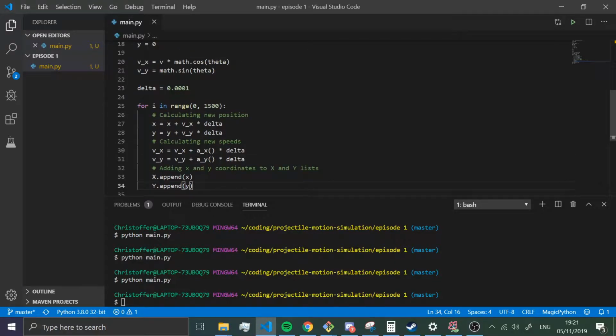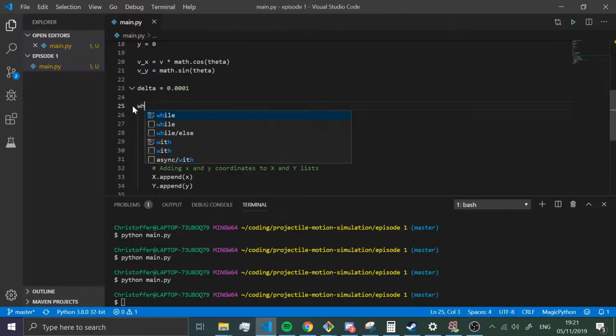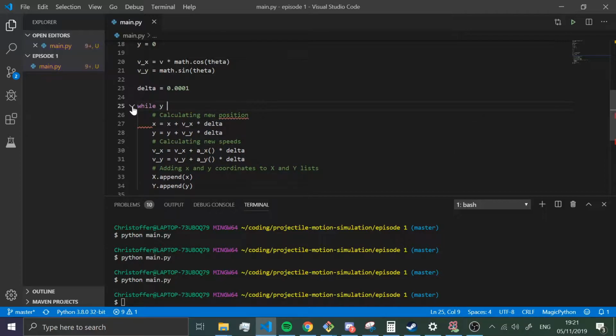So for that, we can use a while loop. So let me get rid of the for loop. And what are we going to say? We're going to say while y is, where's the symbol there? While y is greater than or equal to 0.